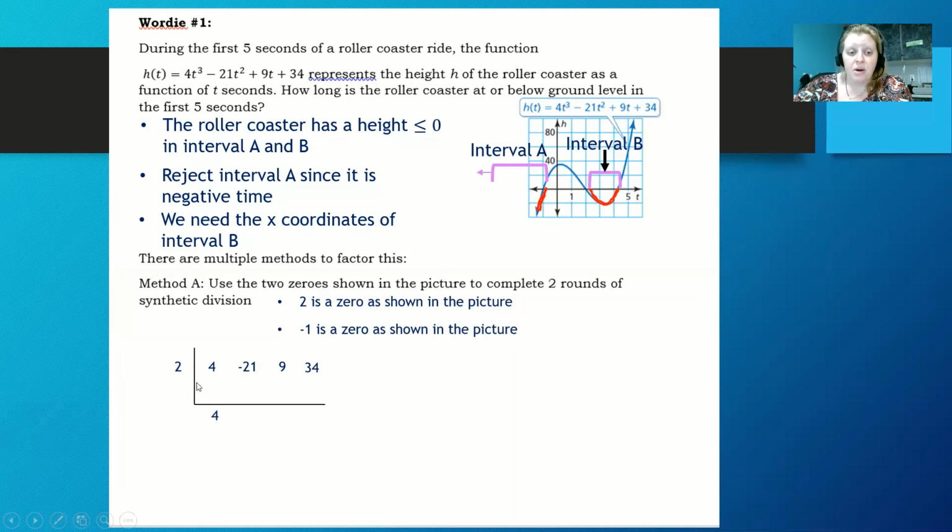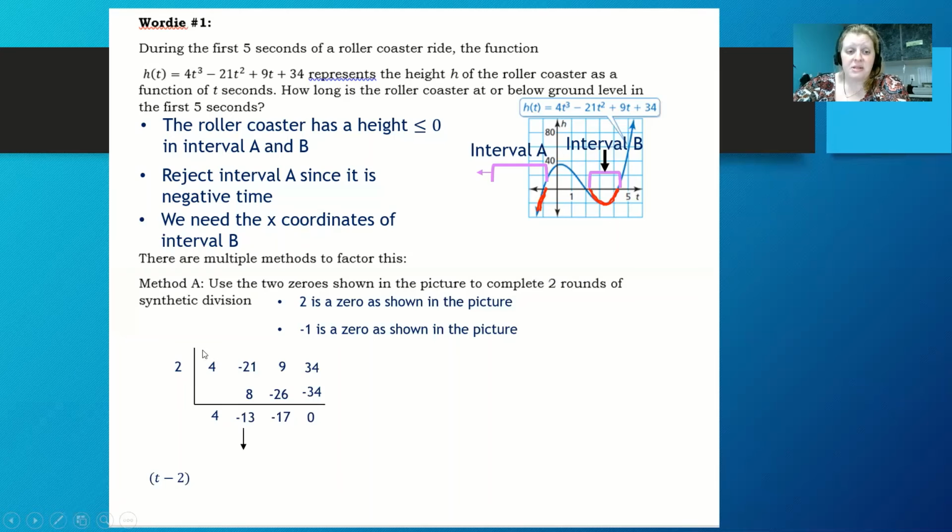So we drop the 4, we multiply, and we add. Multiply and add. Multiply and add. So if you notice, you'll get a remainder of 0. If you're dividing by an x-intercept, that means you're going to get a remainder of 0. So if you don't, you know you made a calculation mistake or something along the lines of this synthetic process, because it should work out.